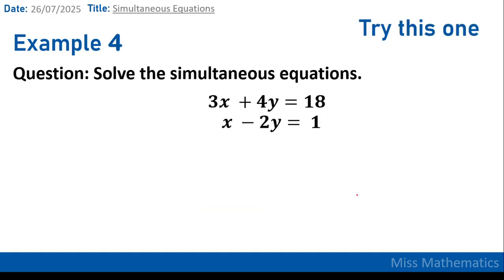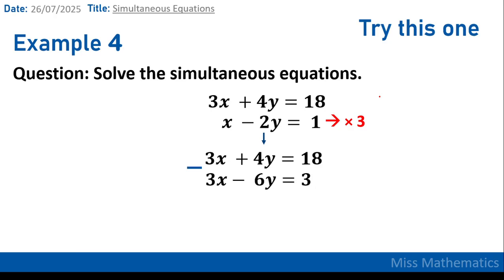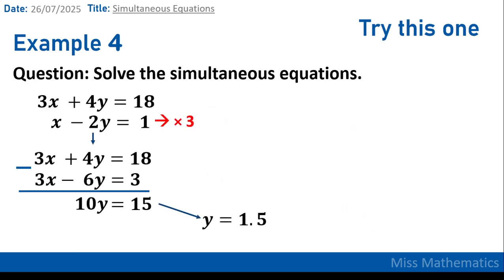Example 4. Pause the video here and try this one yourself. So we have 3x plus 4y equals 18 and x minus 2y equals 1. We can times this bottom equation by 3, so we can eliminate the x's. 3x minus 3x is nothing, then 4y minus minus 6y is 10y, and 18 minus 3 is 15. Divide both sides by 10 to get y is equal to 1.5. You can also leave it as 3 over 2.